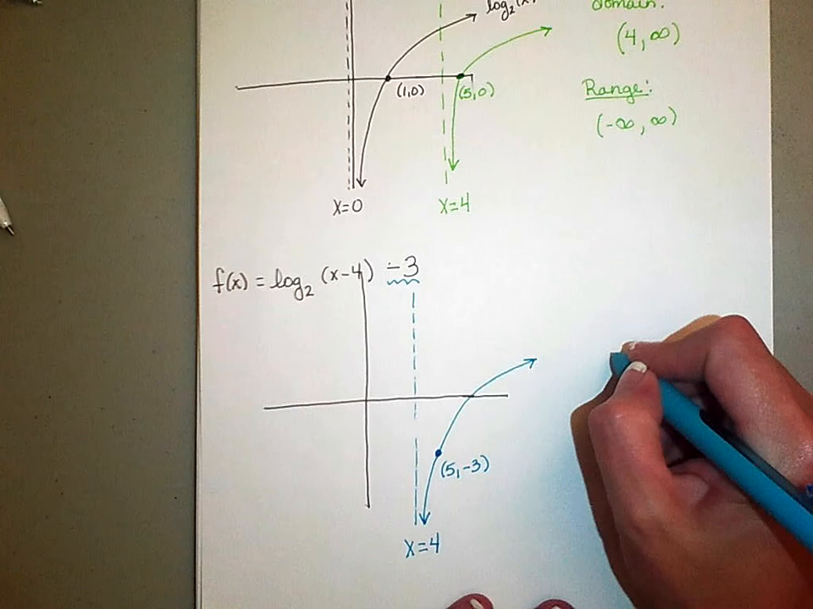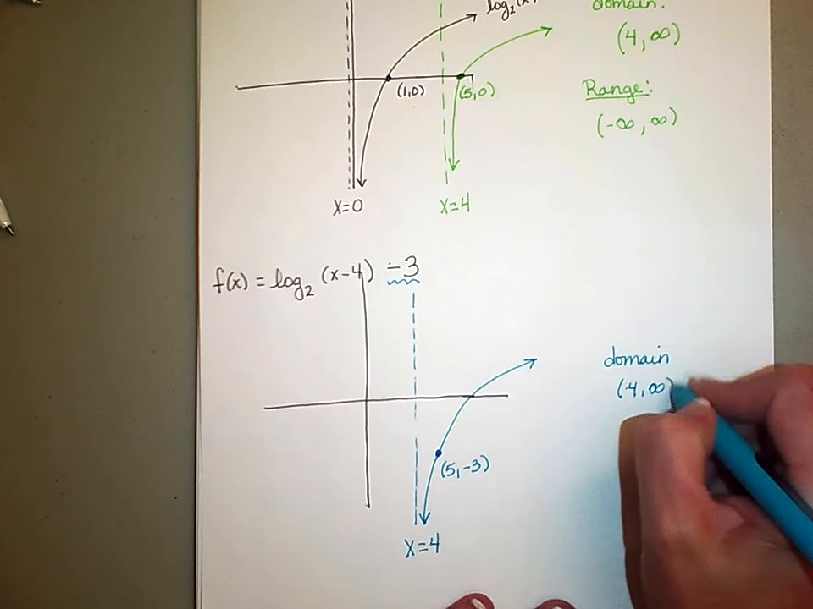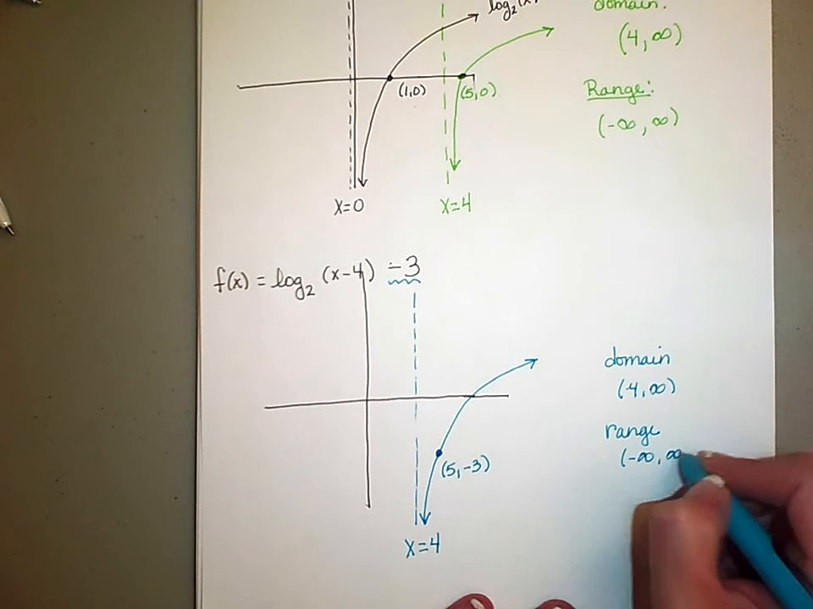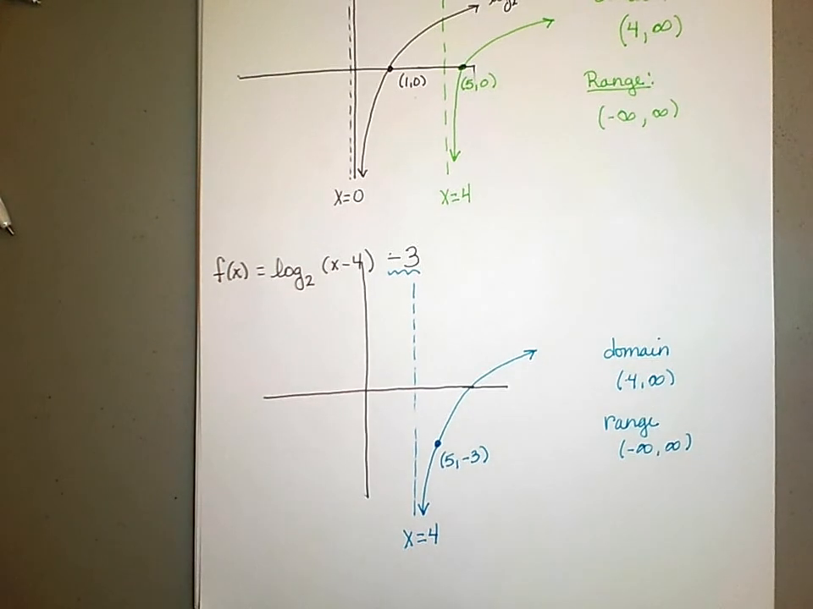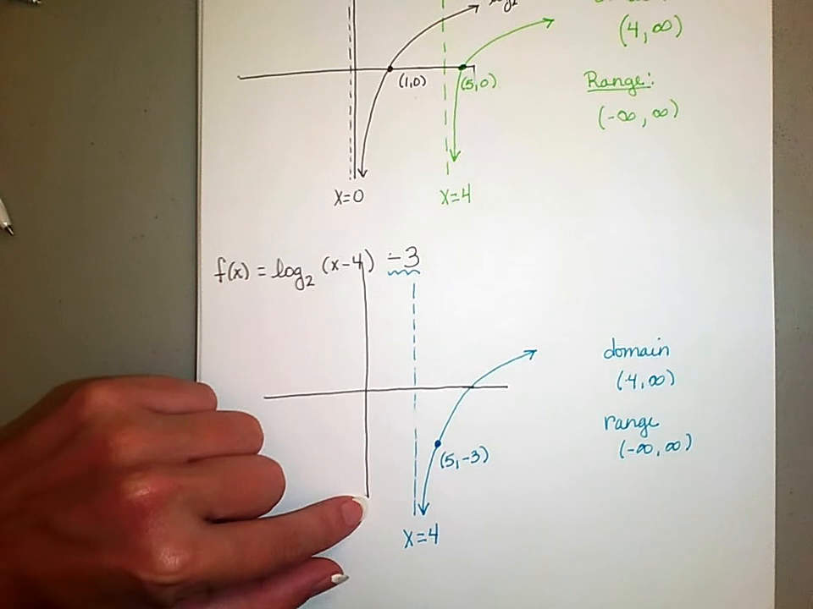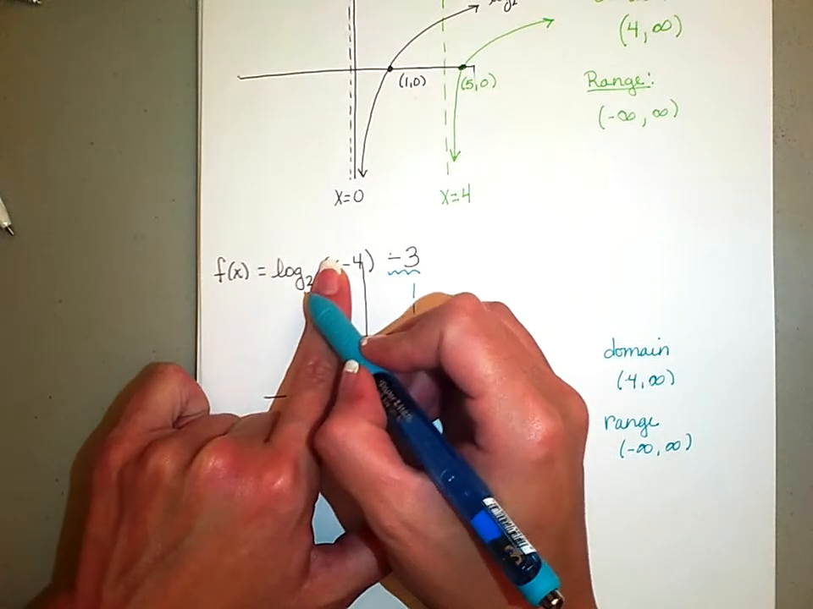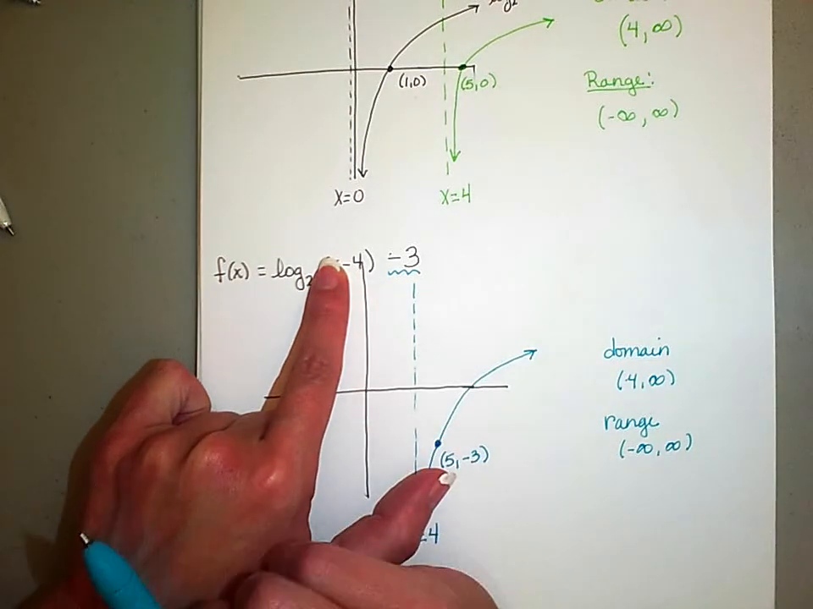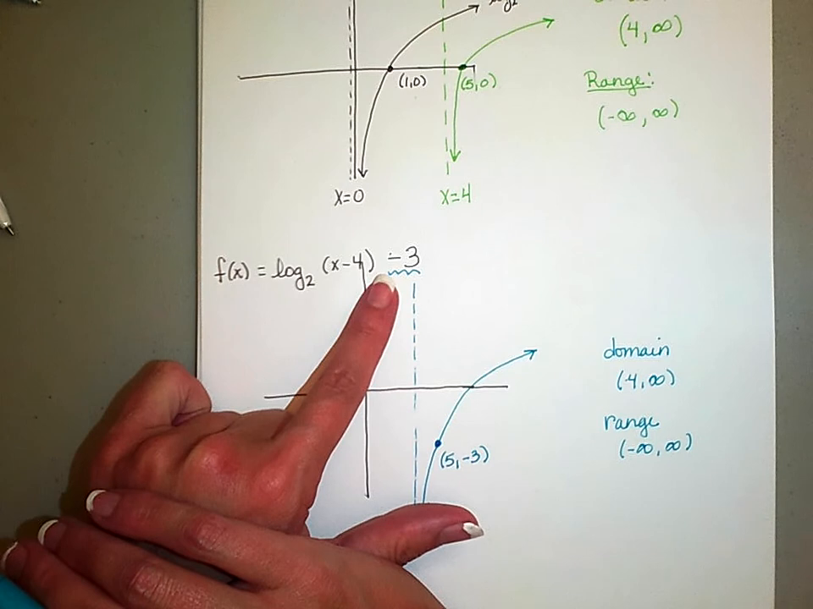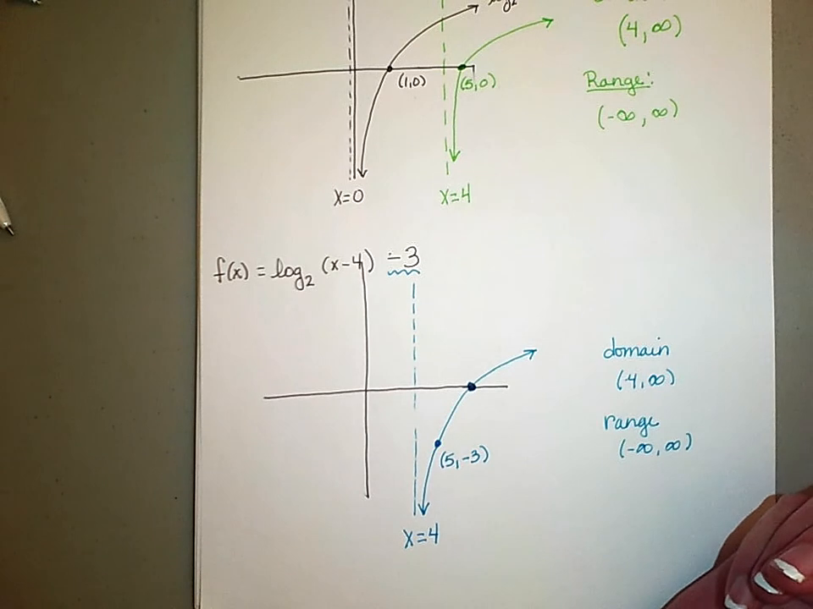So now the domain has not changed. It stays from 4 to infinity, and the range has not changed. And these will be the transformations. There will not be a y-intercept, because if we let x equal 0, we'd take the logarithm base 2 of negative 4, and that's not a real number. We could ask about this point. This is our x-intercept.